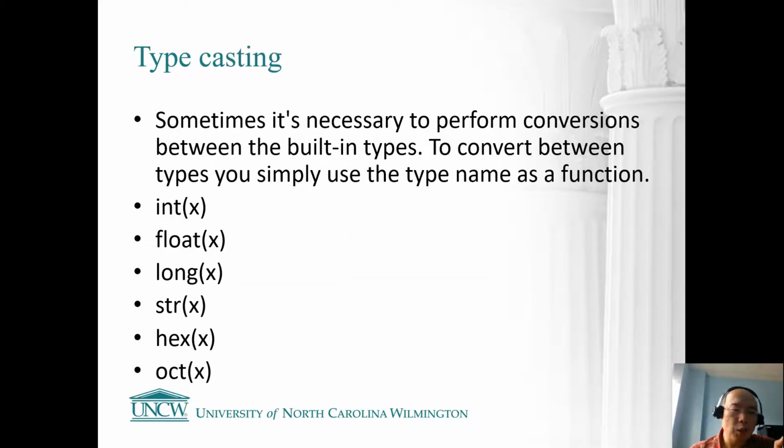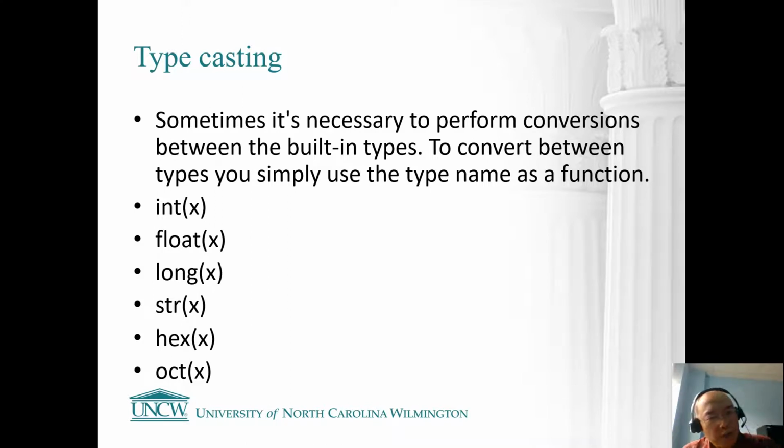And then after knowing the type, we have also learned typecasting. That is, if we want to force a value or an object to be another type of object, then we can use casting. So for example, we can force a value to be an integer, a float, a long integer, a string, a hexadecimal, or an octal. So those are all the values we can try to force something into.